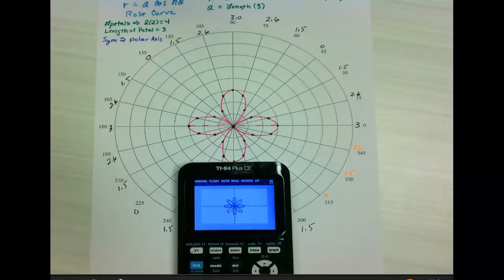So that's what we just changed. Well, what if we change the length of the petal and we make it 4? You can see they get longer, but nothing else would have changed. So by changing characteristics, you change the type of graph.